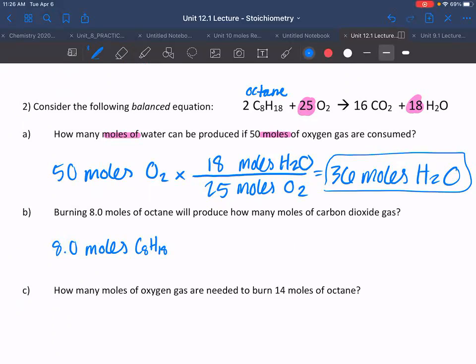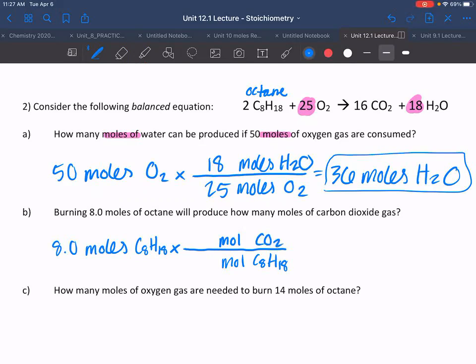So if we start with 8 moles of octane, it's asking how much CO2 will we produce? Well, here we're going moles to moles, so we're just using those molar ratios again. We want to cancel out octane, so we put mole C8H18 on the bottom. Our target is carbon dioxide. Does anyone remember the formula for carbon dioxide? I almost just said it. CO2, awesome. So we want to put that on the top because that's our target.